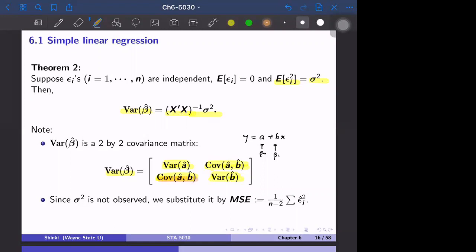So this covariance is equal to the standard deviation of A hat times the standard deviation of B hat, that is the square root of variance, times the correlation coefficient. So rho is the correlation coefficient of A hat and B hat. So this matrix includes three pieces of information. One is the variance of A, another is the variance of B, and the other is the covariance of A and B.